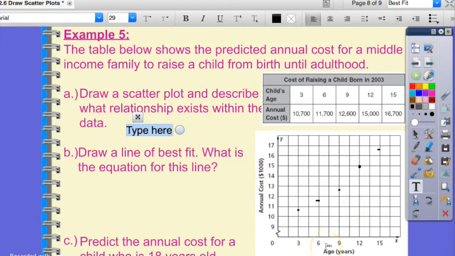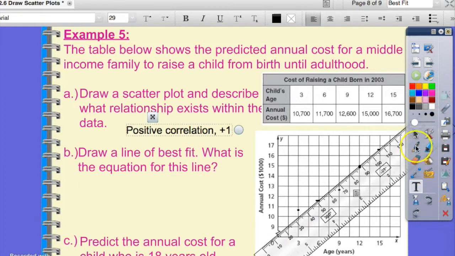So what would you say? I'd say it's a positive correlation. And actually, I'd say it would be about +1 for the correlation coefficient. It's very, very close. All right. Now we're going to draw a line of best fit. What would the equation be for this line? Once again, I'm going to try it first.